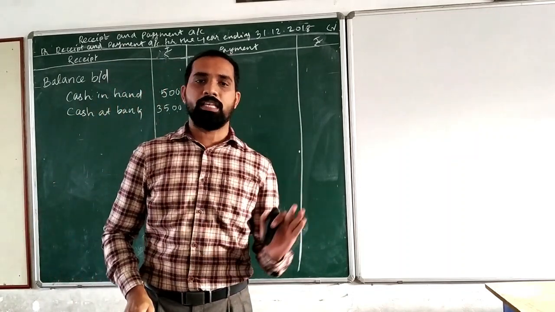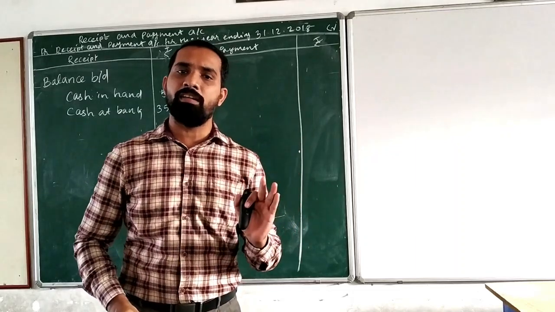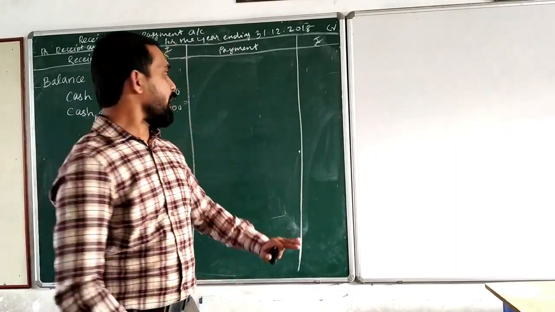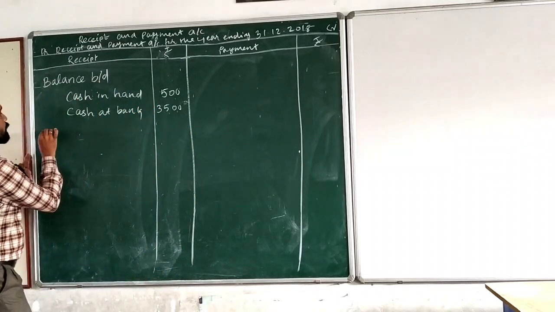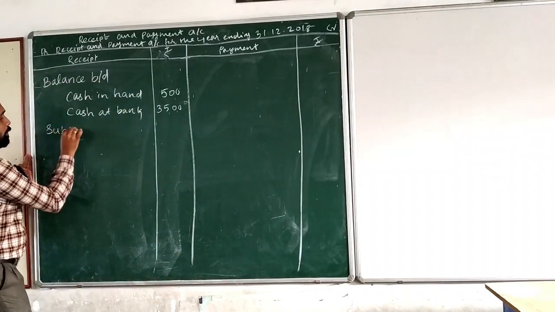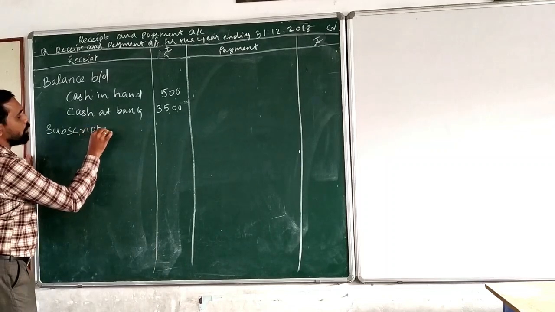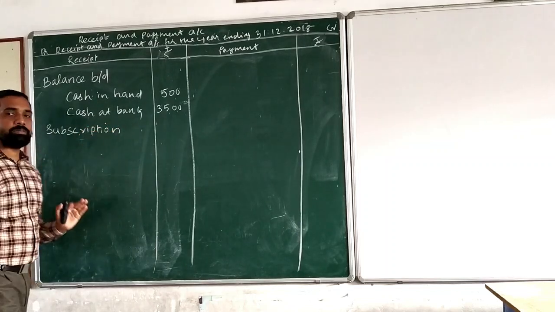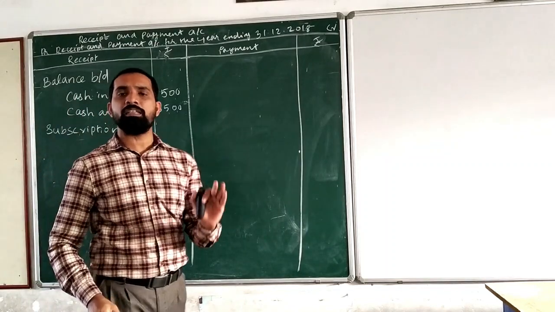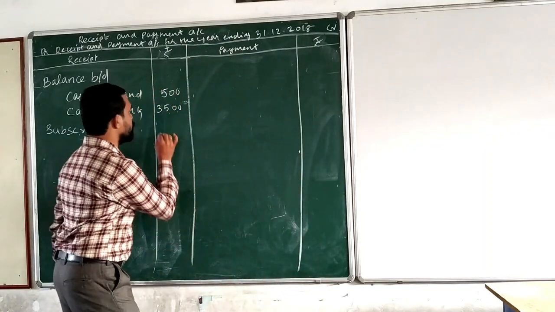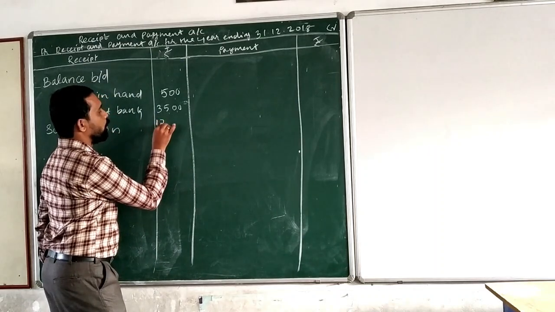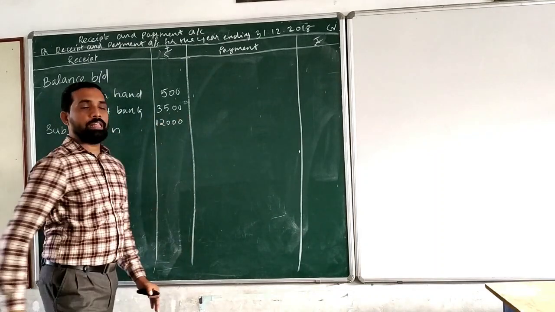Subscription received. Subscription received is a receipt, so it is shown on the debit side. How much rupees subscription received? Subscription received rupees 12,000. And the next item, what is it?